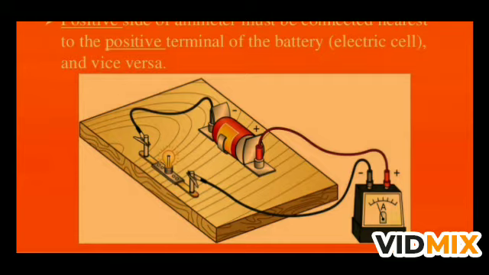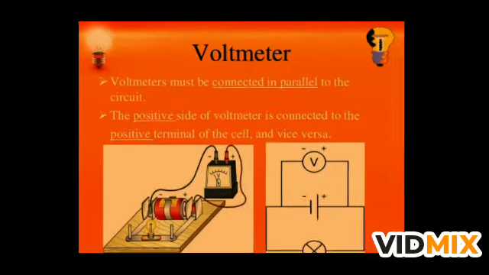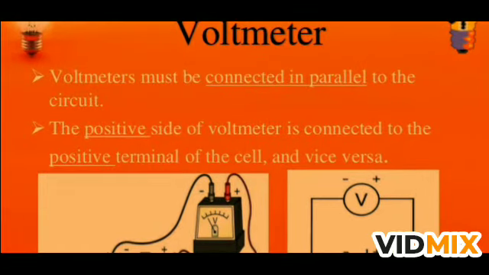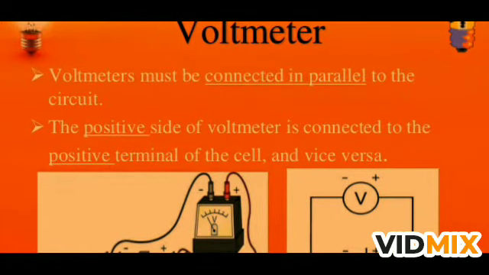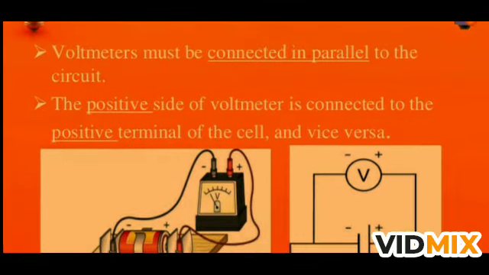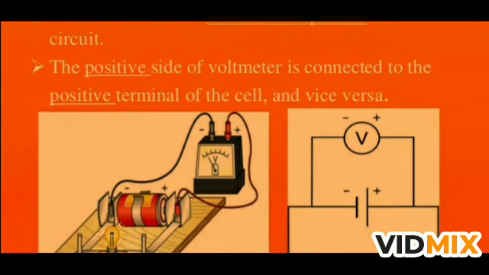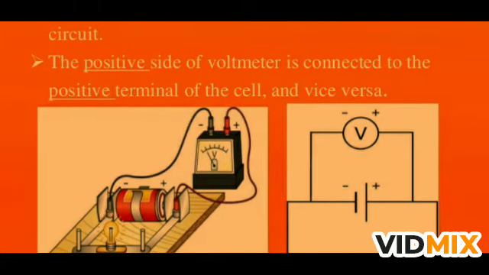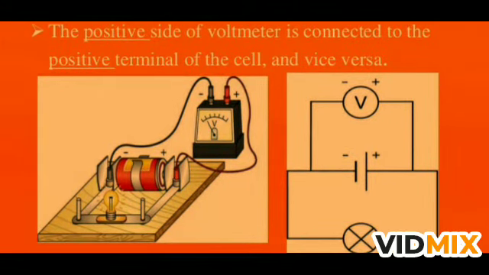The positive terminal of the battery is connected to the positive of the ammeter, and the negative is connected with the negative of the ammeter. This is known as series. And voltmeter is the device by which we can measure the potential difference across two points, and it is connected in parallel. The positive of the voltmeter is connected to the positive of the cell, and vice versa. This is the way how to connect the voltmeter.